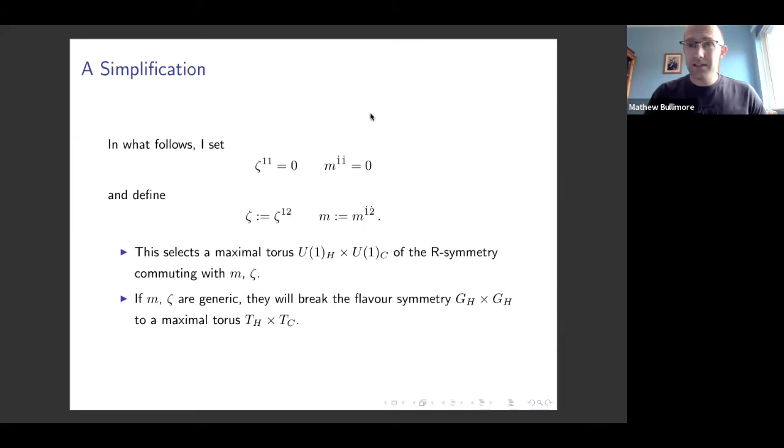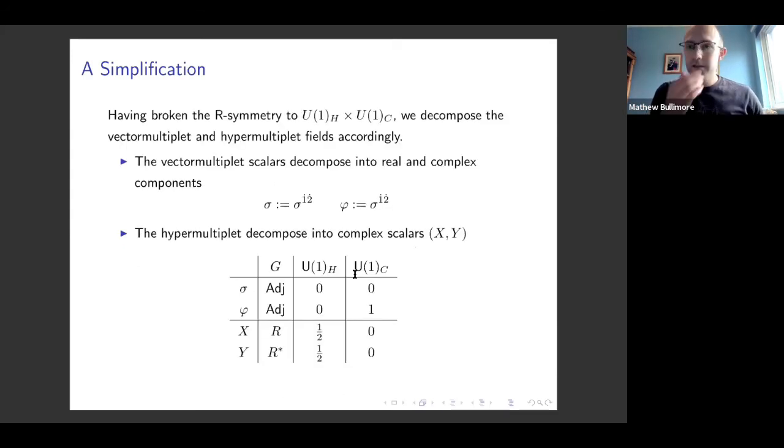Okay. So basically, turning on generic values of these parameters is going to break the R symmetries and the flavor symmetries down to maximal tori. So abelian subgroups. Okay. So I'm going to focus basically just on these pairs of parameters. And so just to give a bit of notation, since I broke the R symmetry, then it's useful to decompose the fields that I've been using under that subgroup that I've broken to.